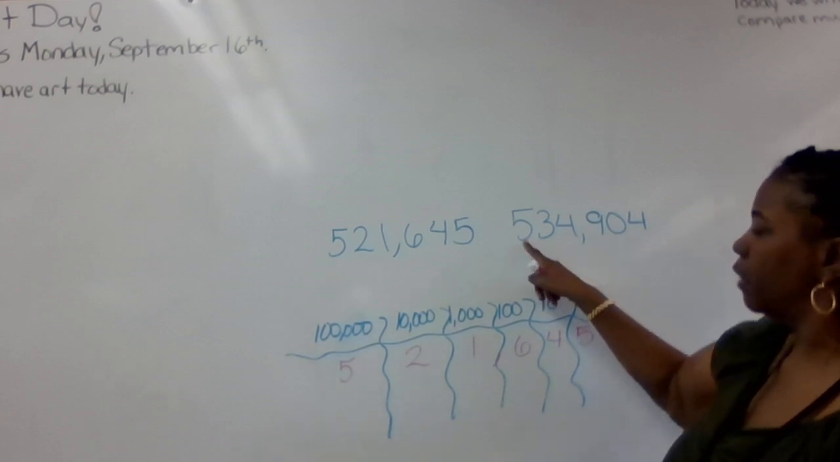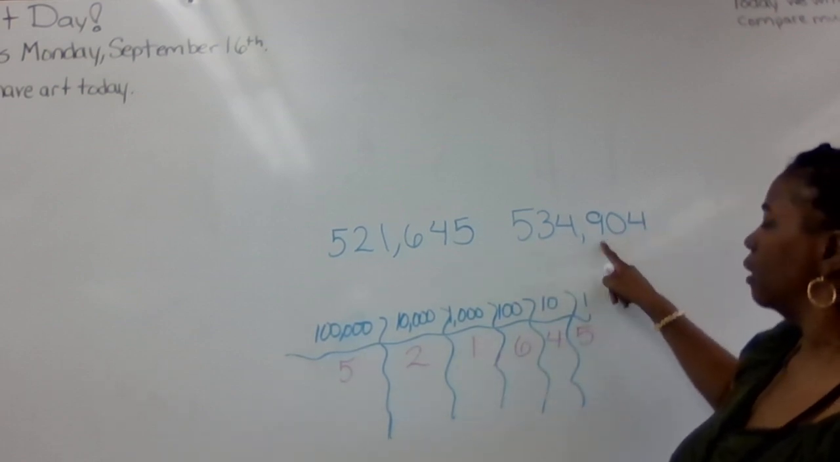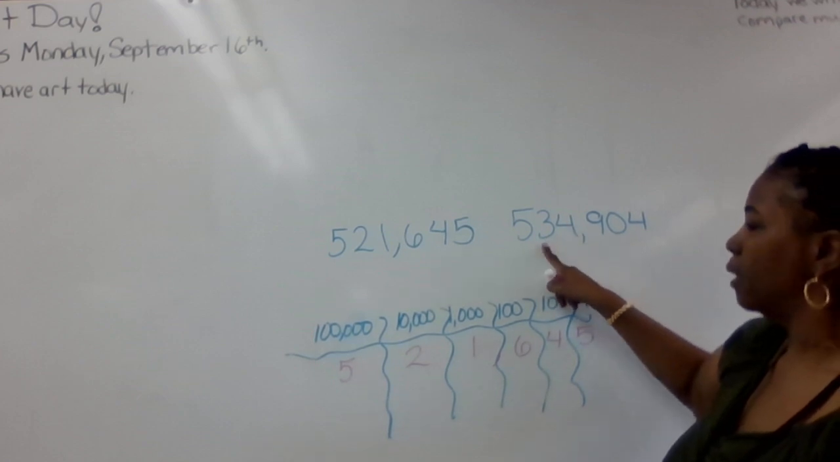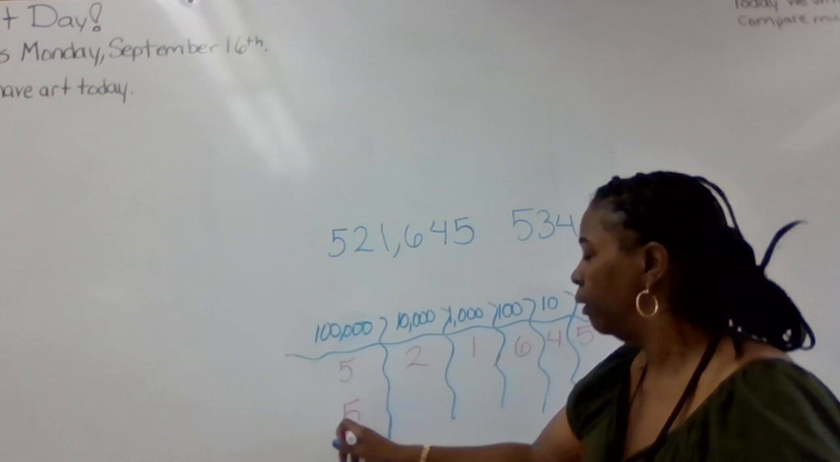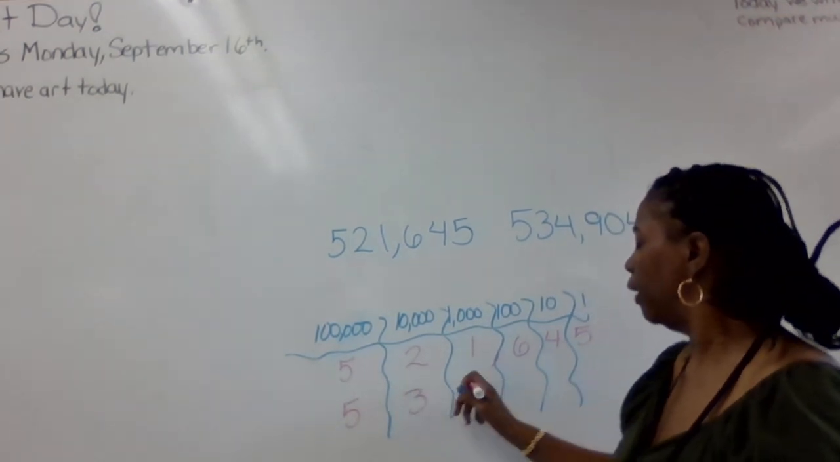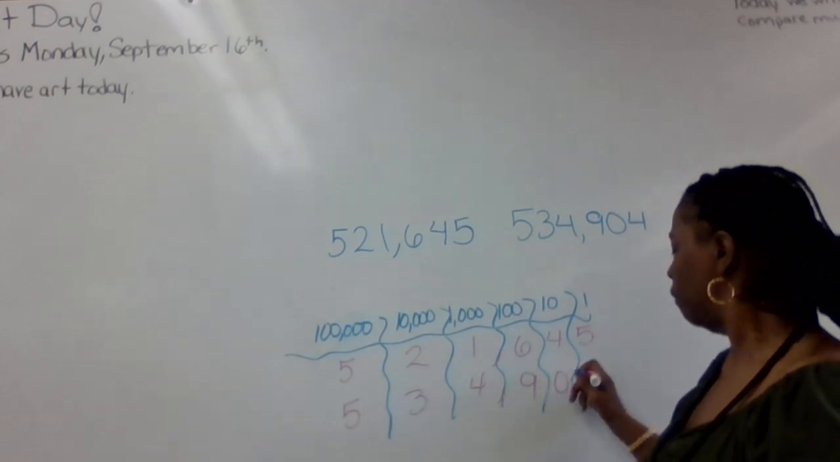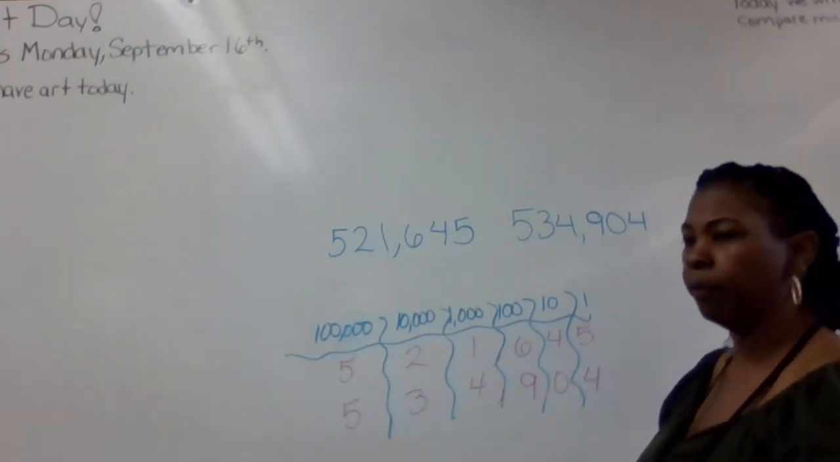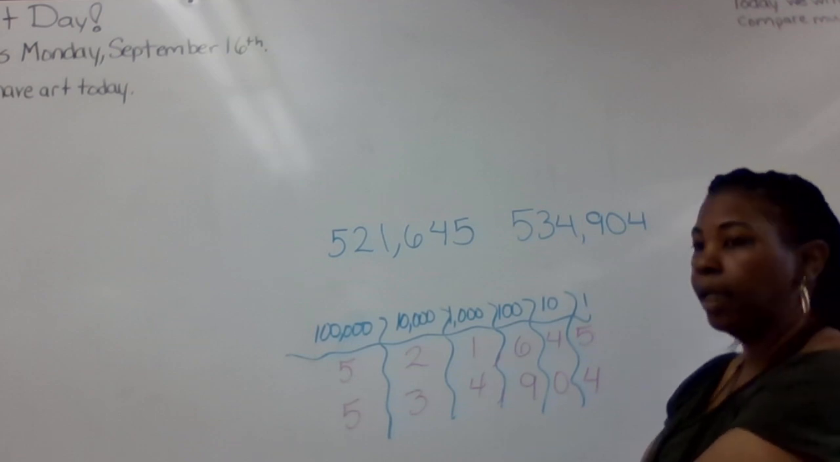Okay, our next number, this 5 is in the 100,000s place because I know this is ones, tens, 100s, 1,000s place, 10,000s place, 100,000s place. So in the 100,000s place is where I put my 5. Then I have my 3, my 4, my comma, 904.